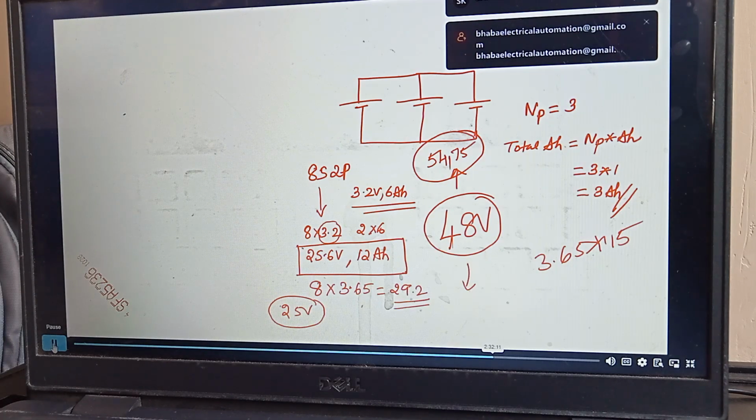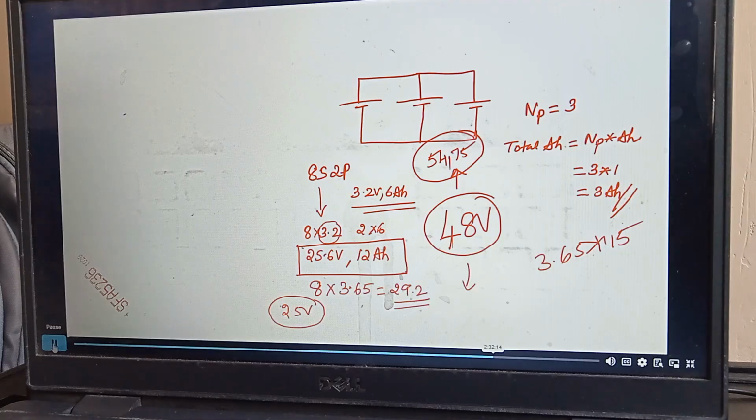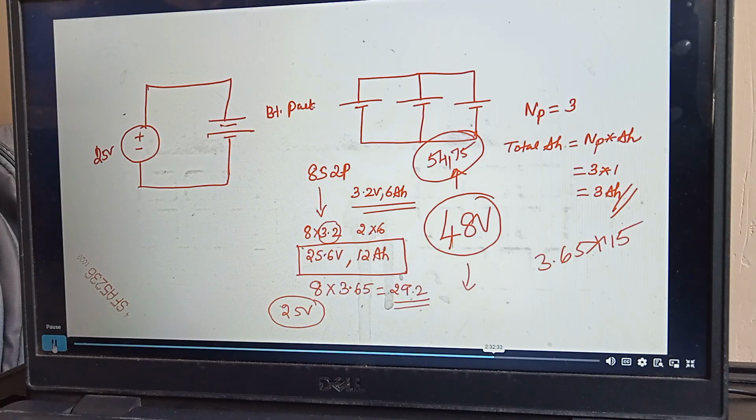No, because of the 25 volt charger. Assume this is the charger. Let me draw it separately. Assume this is your charger, a 25 volt charger, and here my battery is initially 25.6. This is my battery pack. Now whether this charger will charge the battery, yes or no? The charger is 25 volt. The battery pack right now is 25.6. I know that I can charge up to 29.2.